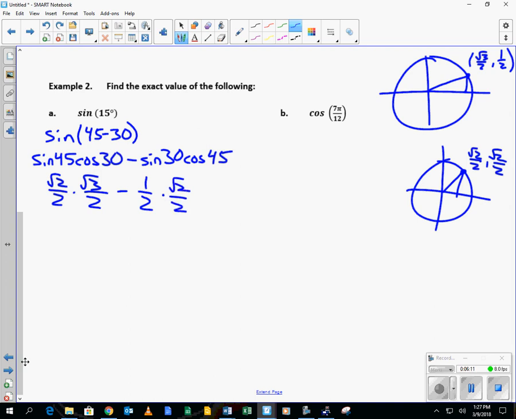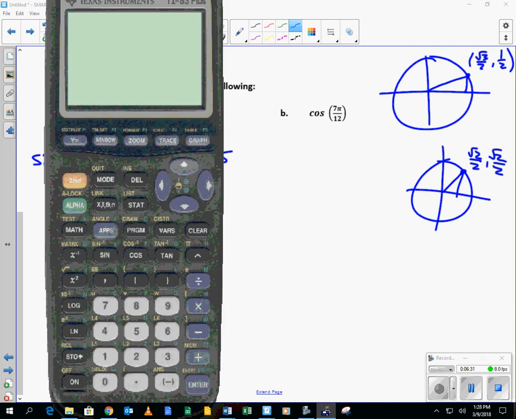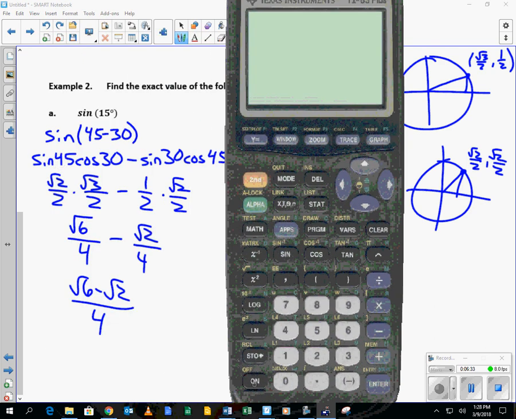Sweet. So I got root of 2 times root of 3, which is root of 6 over 4, because we multiply. Minus the root of 2 over 4, which is the root of 6 minus the root of 2 all over 4. And now we get to my favorite. Well, I got a lot of favorite parts of this lesson, but this is one of my favorites. So on my calculator, I go sine of 15, and I press enter, I get 0.2588.